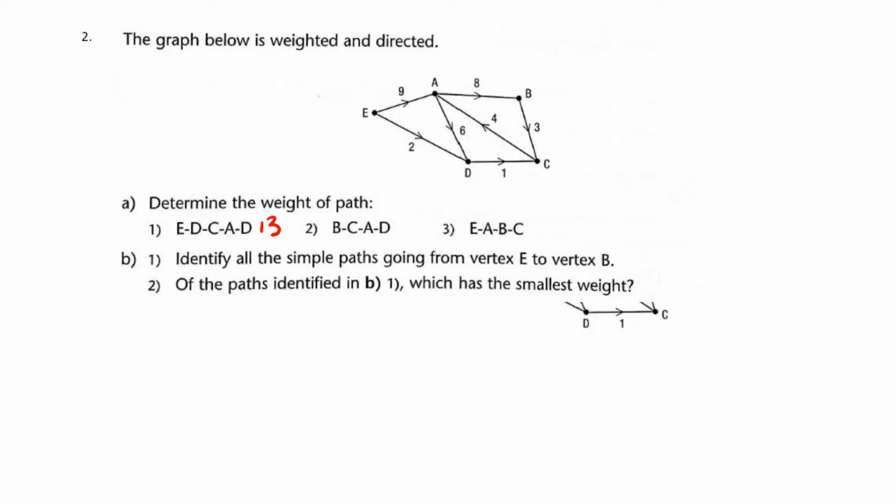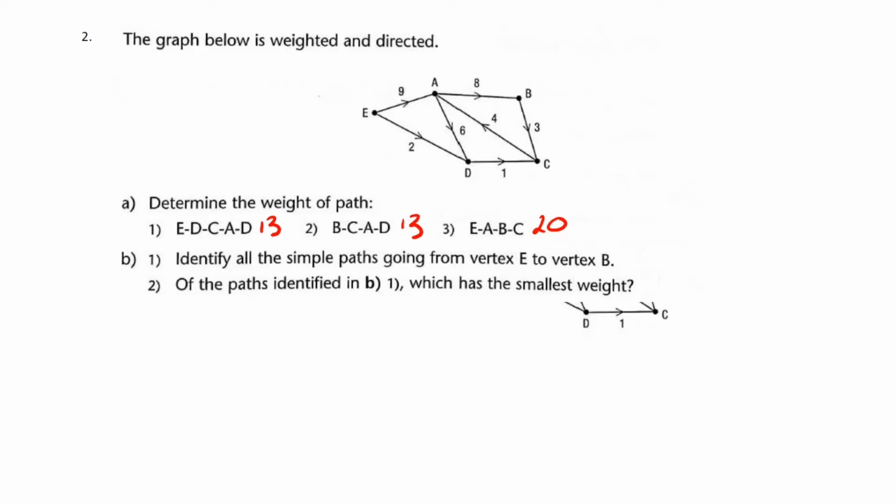Now we're looking for the weight of the path BCAD. B to C, C to A, back to D. Again, adding up all of the weights that were involved, we've got 3, 4, and 6, which again adds up to 13. One more path, EABC. E to A to B, B to C. Going in the direction of all the directed edges again, we've got 9 plus 8 plus 3, which is equal to 20.